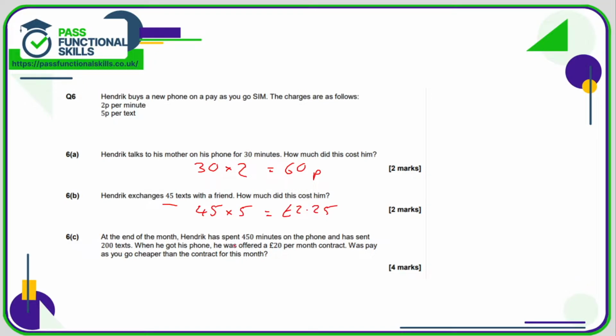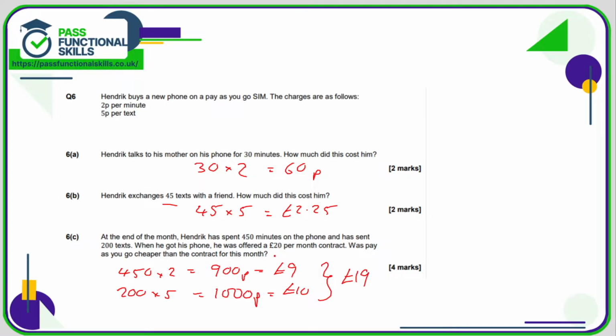At the end of the month, Hendrik has spent 450 minutes on the phone and sent 200 texts. So I'm thinking, right, well, what does that come to? So it's going to be 450 times by 2, which is 900 pence. In other words, £9. And 200 texts times 5p per text. 2 times 500 is 1,000 pence, which is £10. So that comes together to make £19.